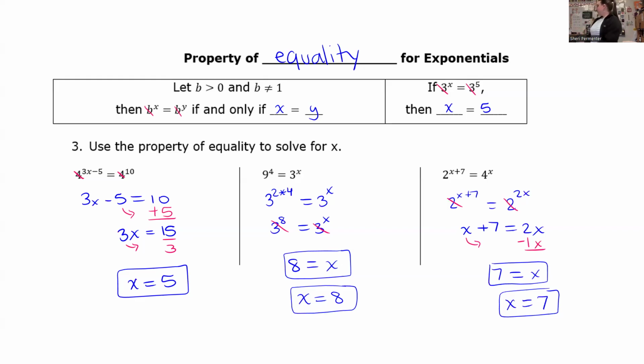Wait, why did you do 3 squared times 4 in the second one? Oh, because there was already a 4 there. There was 9 to the 4th power, and so I rewrote 9 as 3 squared. There was already a 4 as an exponent, so anything that's already there will multiply. Like this next one, there was something as an exponent too. I rewrote 4 as 2 squared, but there was already an x there, so they multiplied.